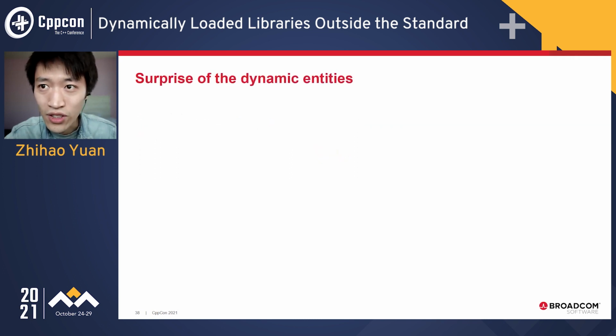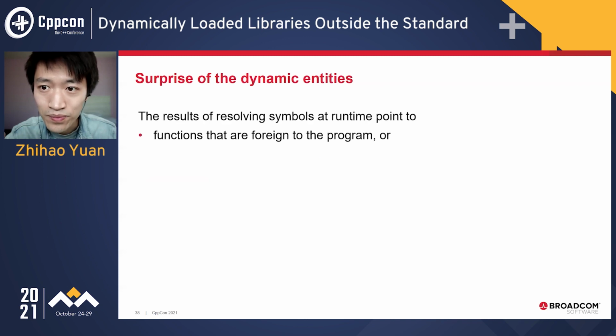Here comes the surprise of dynamic entities. The result of resolving symbols at runtime points to functions that are foreign to the program or objects that fall outside the object model. Why do I use the term foreign here? Let's recall volatile. A variable declared volatile is outside the abstract machine, so it's outside the object model as well. We don't have an idea about such an object's lifetime. We don't know when it's born or when it's gone.